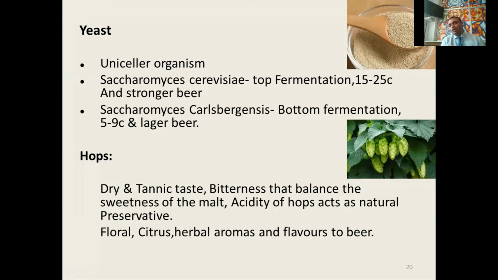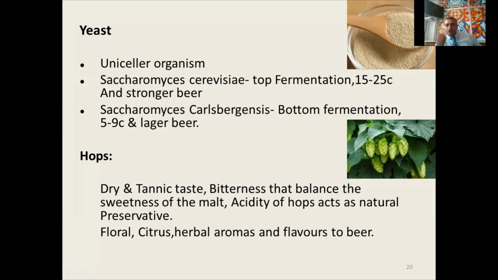And also it gives some floral, flower kind of flavors, citrus like lemon, orange, or sweet lime. It's also herbal, where you get plant flavors like mint, sage, cilantro, or coriander. So I repeat, you get floral, citrus and herbal flavors in the beer.